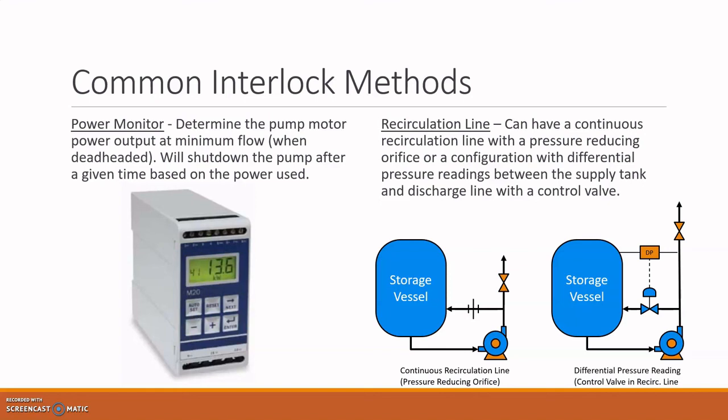If you use a recirculation line, you could have a continuous recirculation line that just has something like a pressure reducing orifice. So if there's not enough fluid going through, or you reach a minimum flow or deadhead situation, it'll just begin pumping fluid straight back into the storage vessel or wherever it came from. Or you could have some sort of differential pressure reading between your supply tank and your outlet line of your pump. And if it reaches a certain differential pressure, then you could open some control valve allowing the fluid to pump back into the storage vessel so you have continuous flow, so you're not continuously just heating the same material over and over.